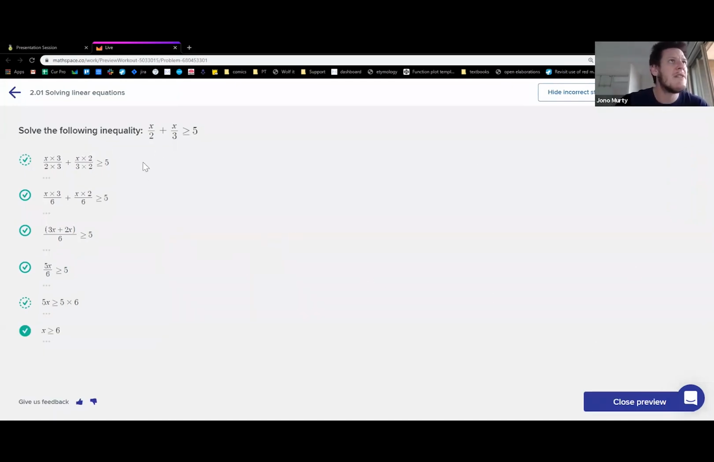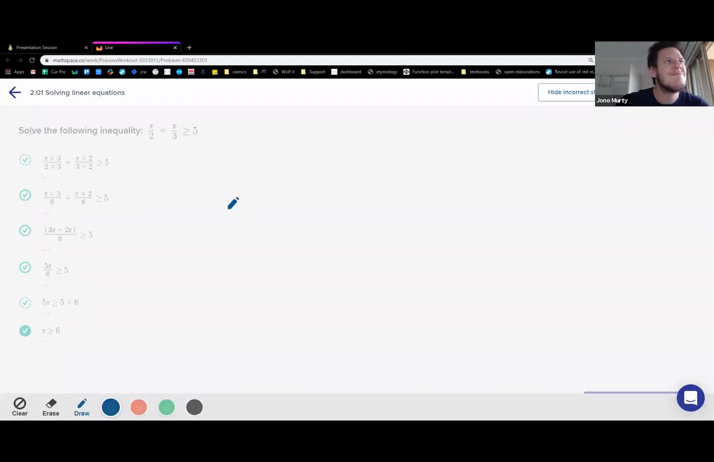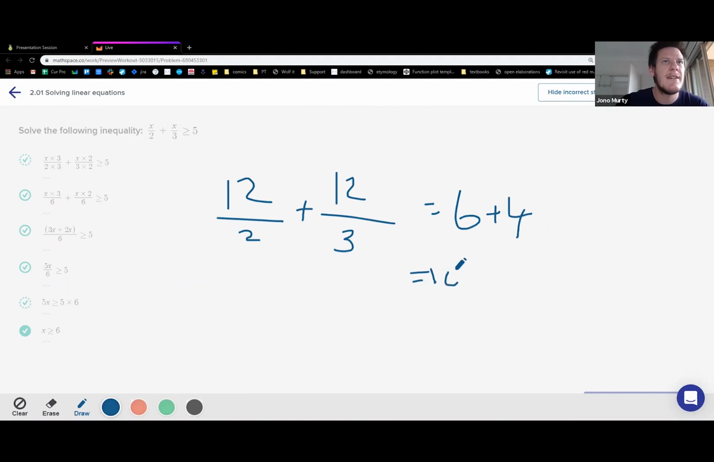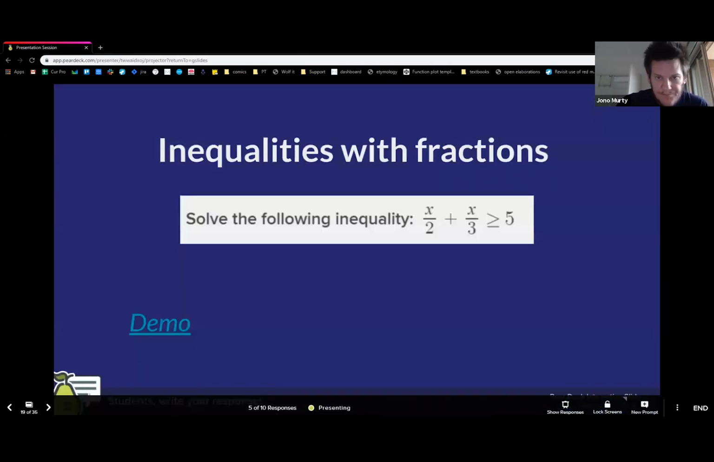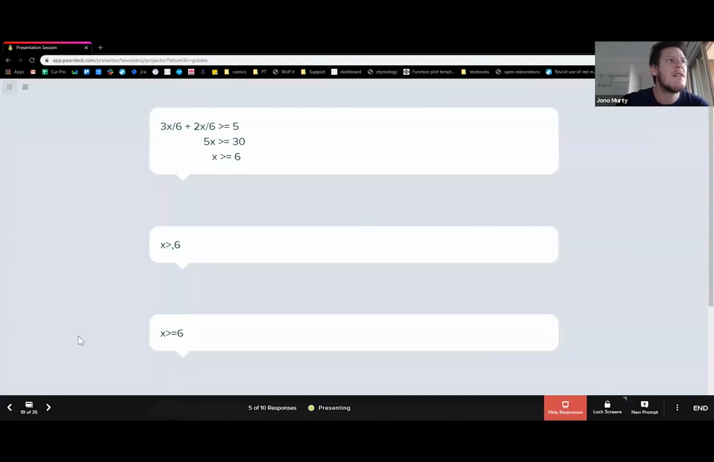Let's test a number. Let's go 12. 12 on 2 plus 12 on 3. Well, that equals 6 plus 4, which is 10. And 10 is definitely greater than or equal to 5. So we know that's correct. All of you got that. Great. Well done. Next one.